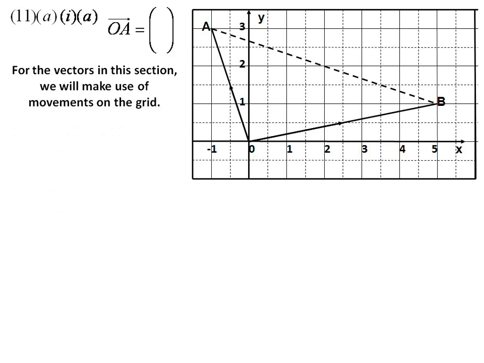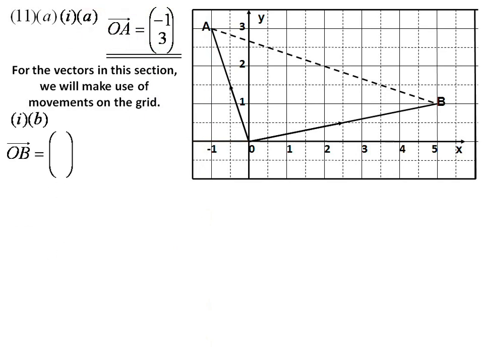So we have OA. All we need to do to find the vector OA is take a look at the movements from O to A. We have an X component and a Y component. To move from O to A, we say -1, and then we go up by, what do we go up by? 1, 2, 3. So 3. So that is (-1, 3). Notice that we are going in the negative X direction.